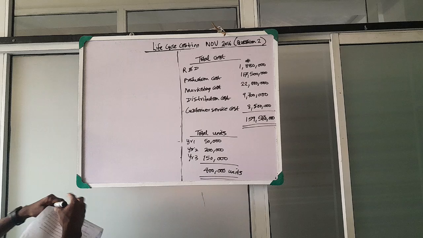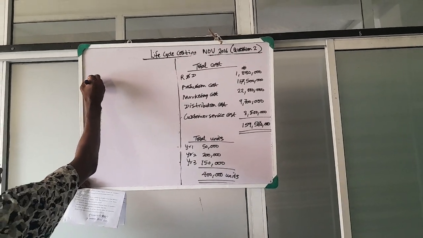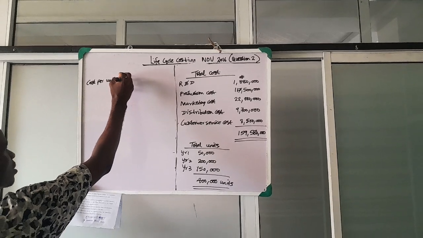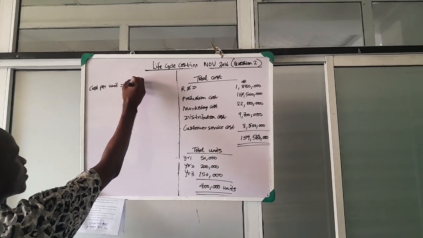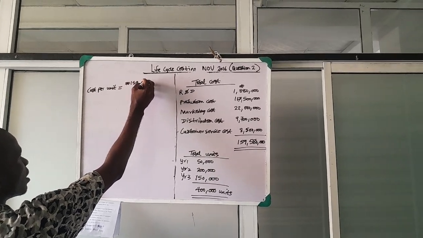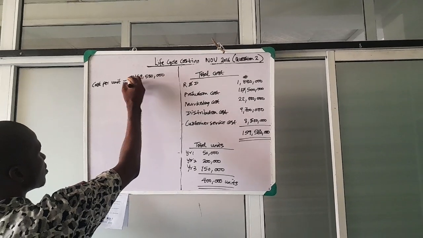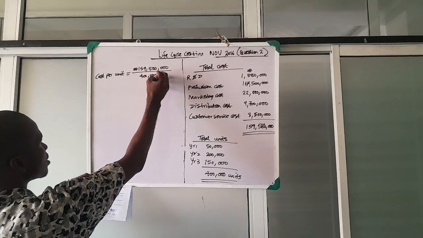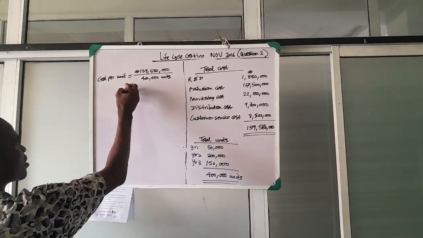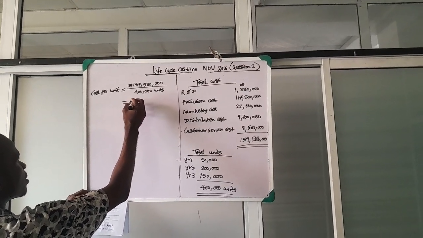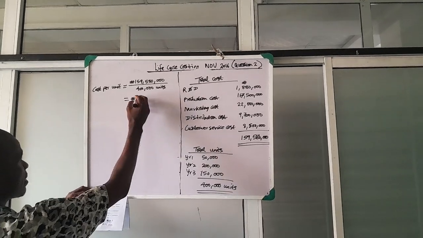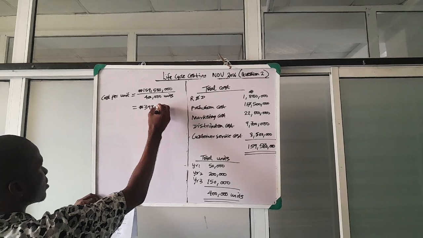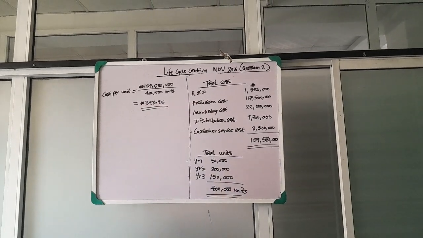So cost per unit is total cost, which is 159,580,000 divided by 400,000 units. The cost per unit is therefore 398 naira 95 kobo. This is the cost per unit.